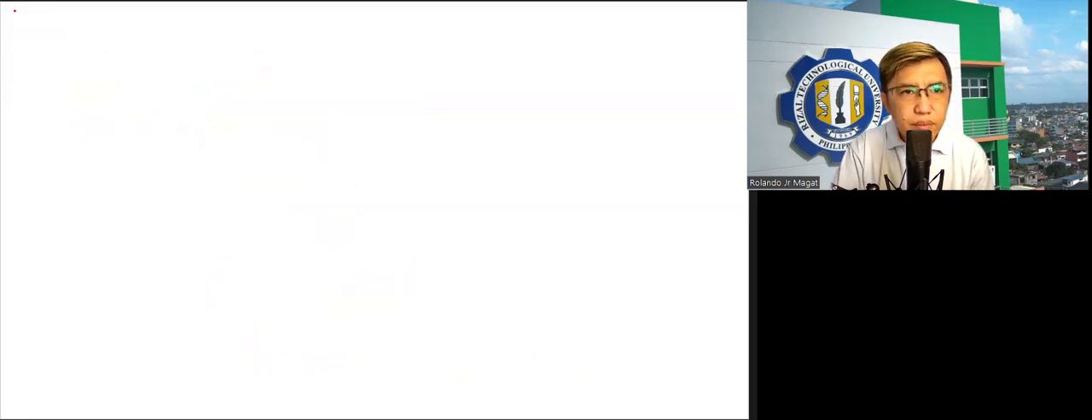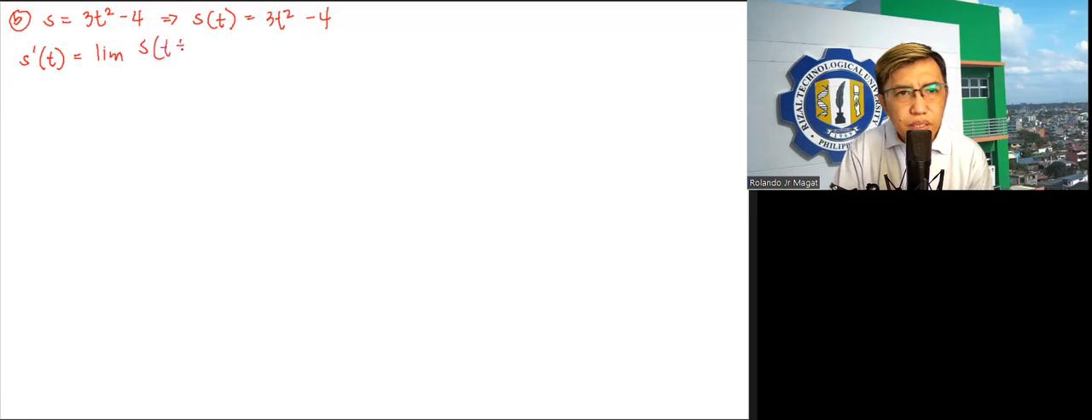Okay, next, for letter B. Letter B, we have s is equal to 3t squared minus 4, and we can rewrite that as s of t is equal to 3t squared minus 4 because s is dependent on t. So to solve for s prime of t, we have the definition, the limit of s of t plus h minus s of t all over h as h approaches 0. Then just plug in.